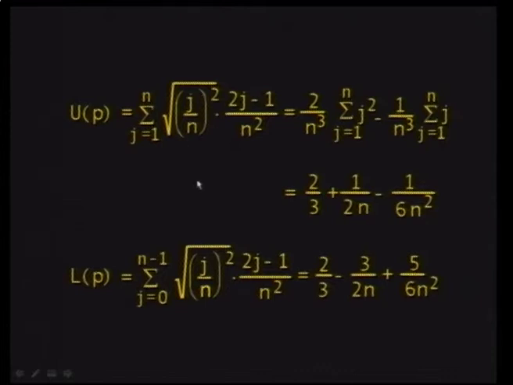Here you have the maximum value, and here you have the minimum value, because you multiply by the 2j minus 1. Here you sum up from 0, and here you sum up from 1, and you realize directly that when you add up these sigma j squared and sigma j, you have to rely on the sum of finite series. So this is the upper Riemann sum and this is the lower Riemann sum, and when you take the limit when n tends to infinity, you realize directly that the sum tends to 2 over 3.